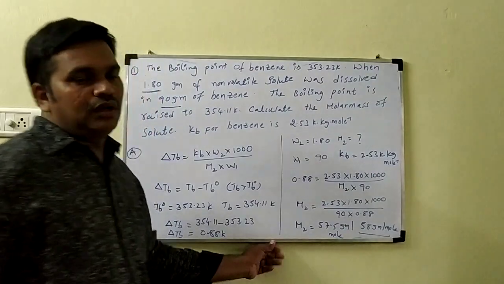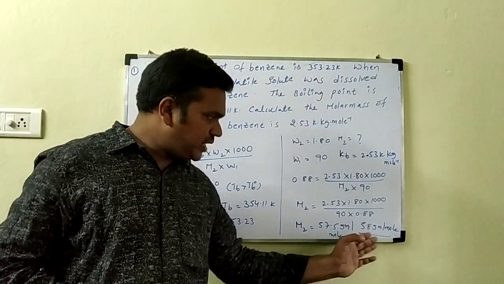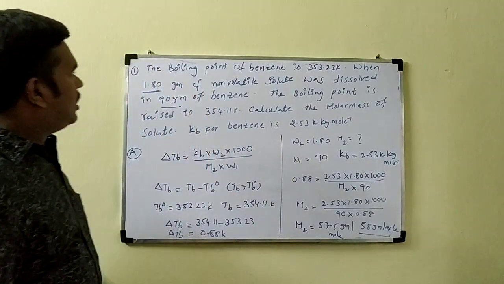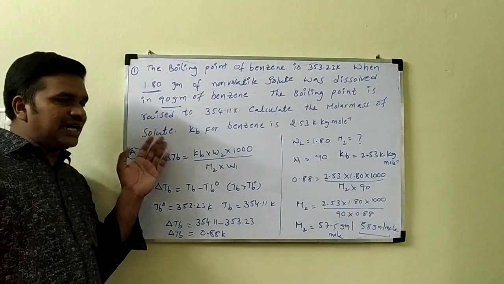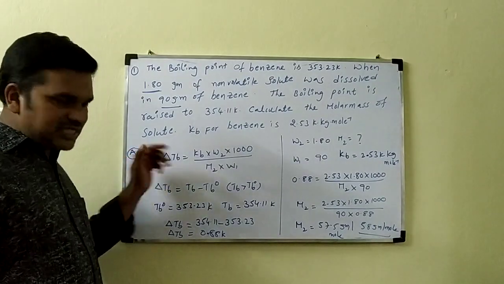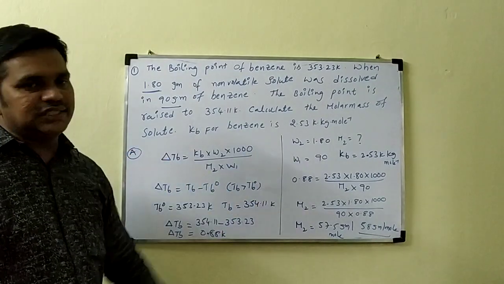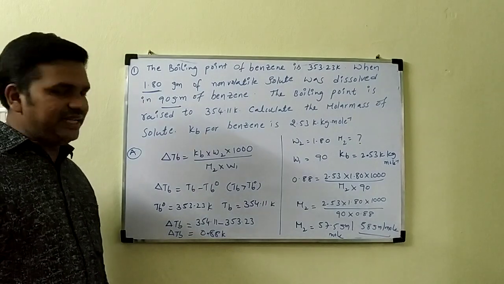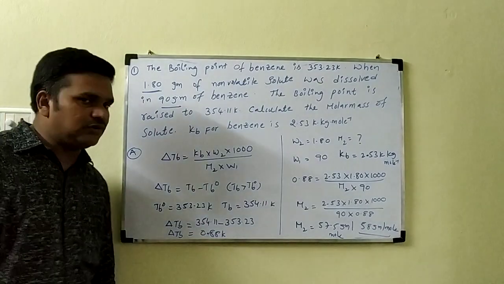What is the answer you got? 57.5. What are the units you have to write? Gram per mole you have to write. So in the exam, what do they ask here? Suppose they are asking this, you have to write the formula: writing of the formula, 1 mark. Substitution of the values, 1 mark. Answer with units, 1 mark. Total chances are there for getting 3 marks in the board exam.